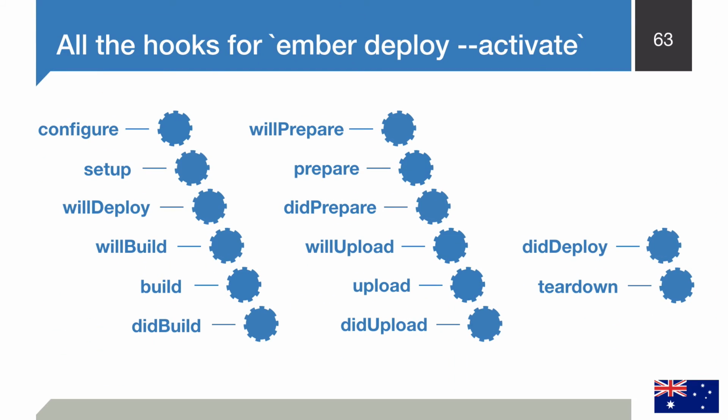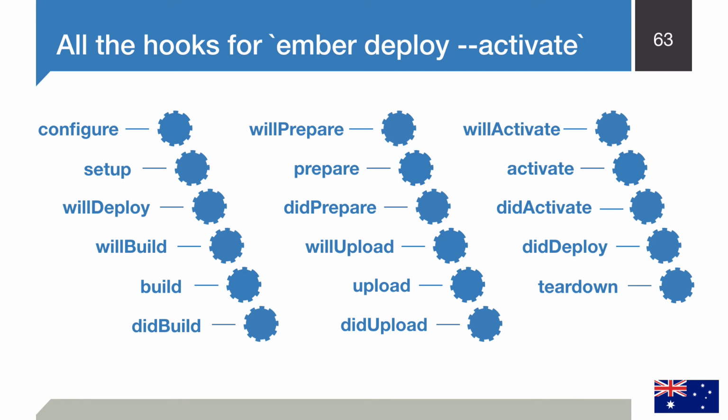Yep, and when we run ember deploy activate, again, this is the same set of hooks that you saw before, but because we passed the --activate flag in, we also include the activate hooks. So there's a few extra ones you can hook into there. This is the use case of I want to deploy and activate in one fell swoop. And this was probably, besides the S3 region issue, the number one thing that people contacted us about in 0.4. So you can do it.